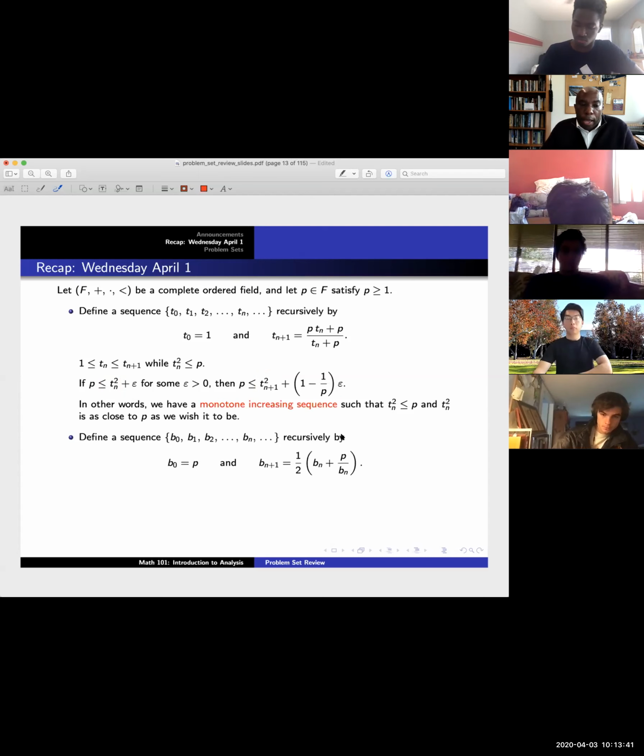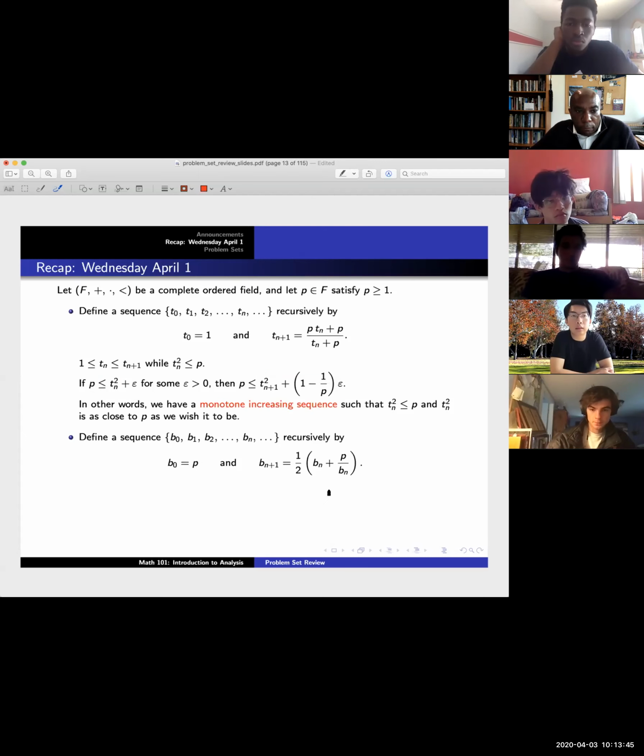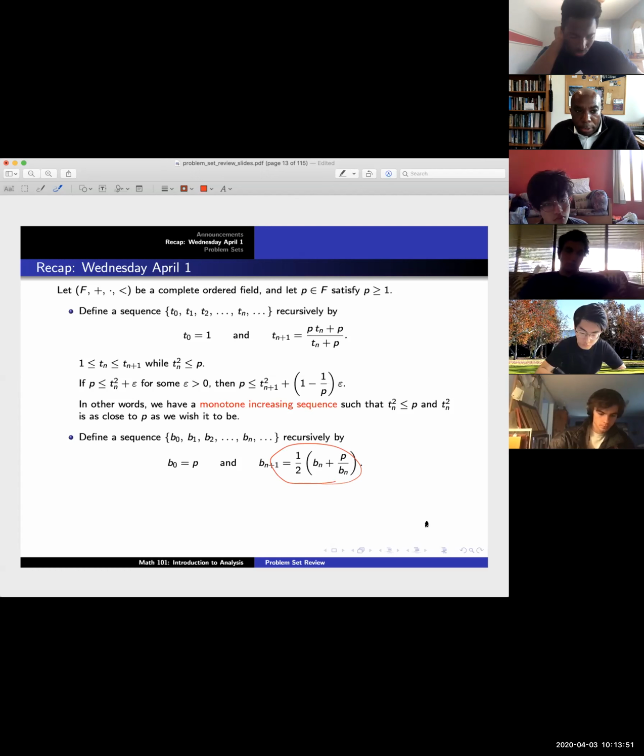So we also defined a similar sequence. In this case, we'll define the bn's in this way here. Right, so bn plus 1 is 1/2 bn plus p over n. And this also had two really nice properties. So first, we have now a decreasing sequence. So this sequence is also bounded. So it's bounded above by p and bounded below by 0. So same thing as before.